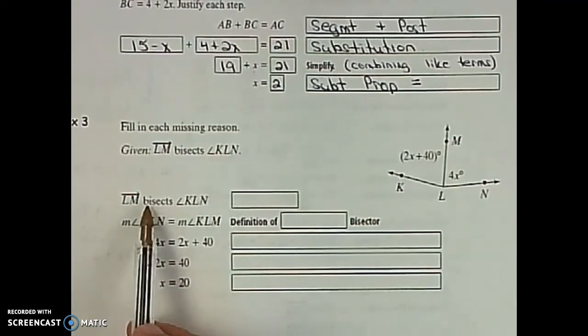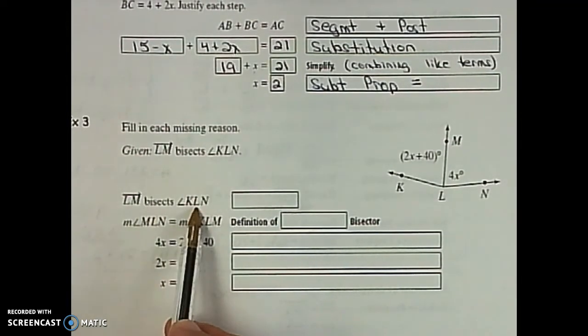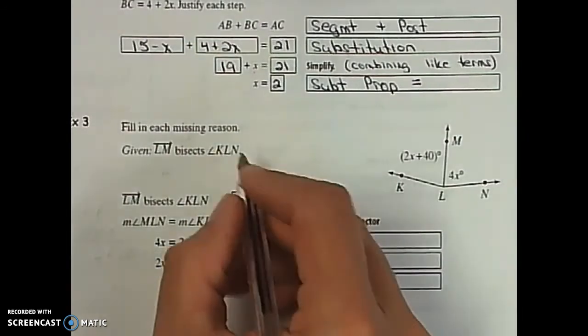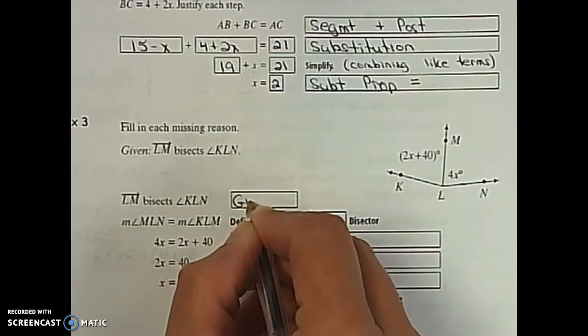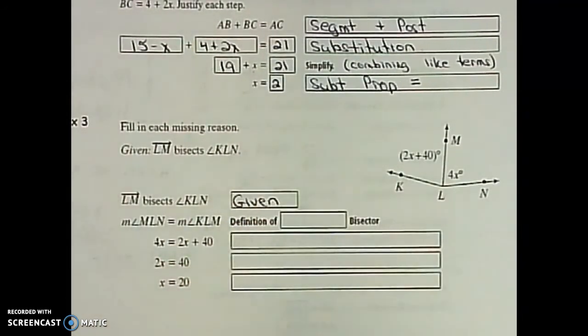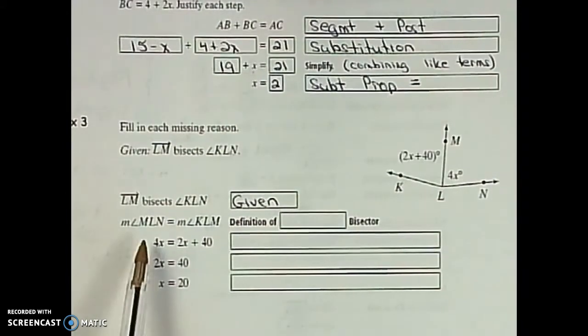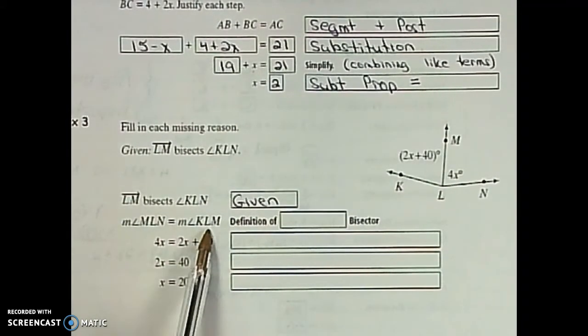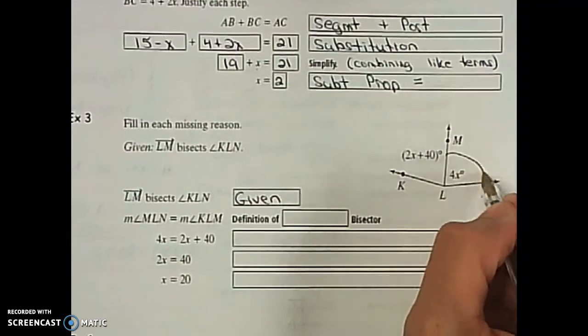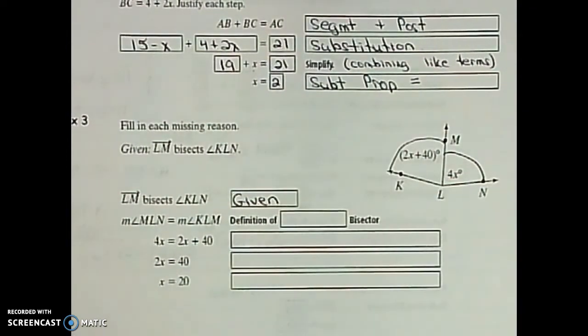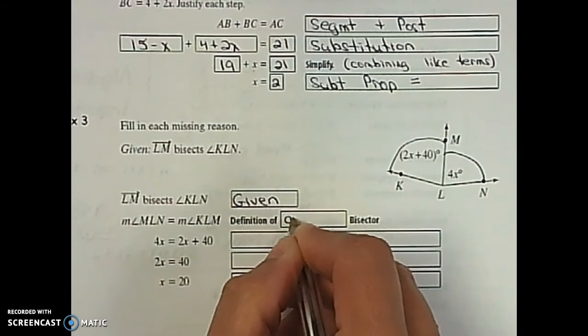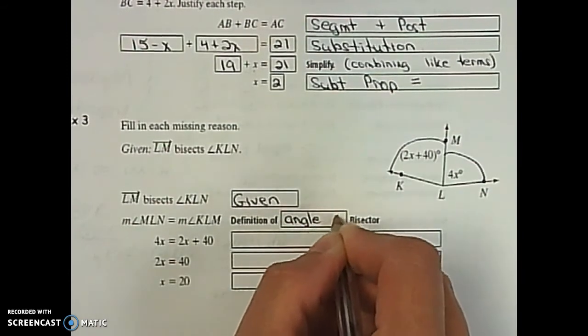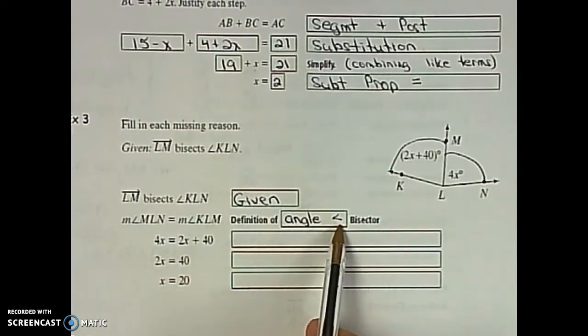So the first thing we have is LM bisects angle KLN, and in that case, one of our reasons is given. Then they tell us that angle MLN is equal to the measure of angle KLN. So again, I'm going to mark those angles. That is definition of an angle bisector. And again, if you want to abbreviate, you can just use the angle symbol.